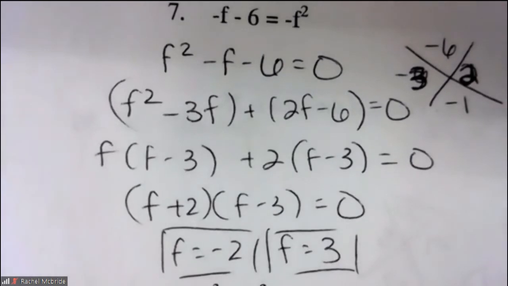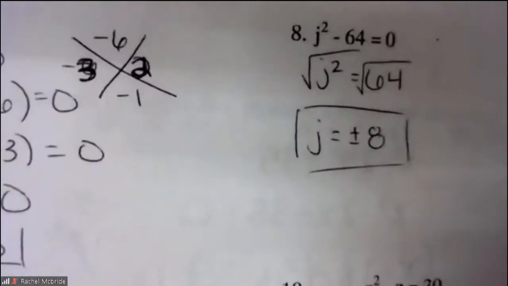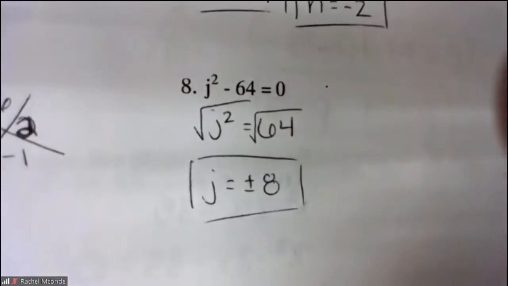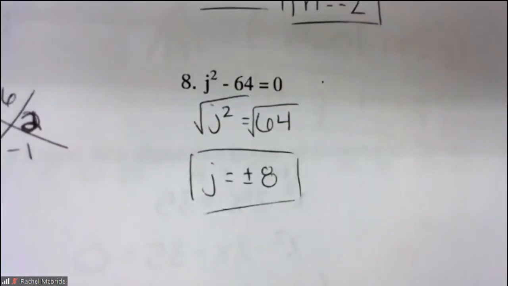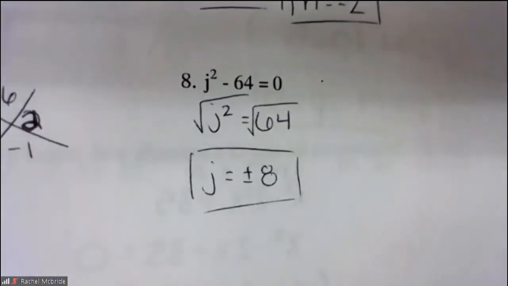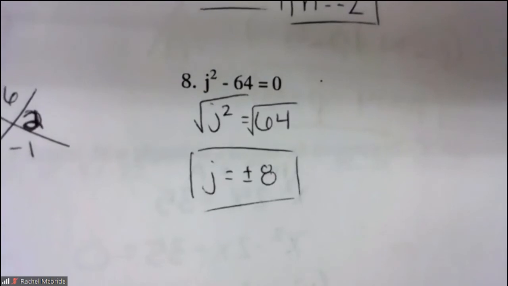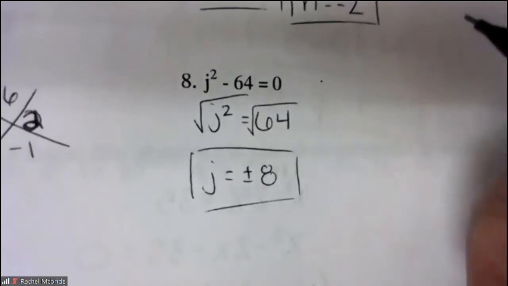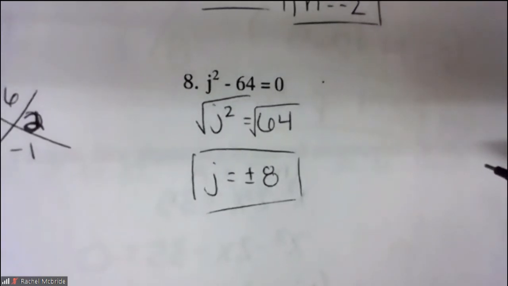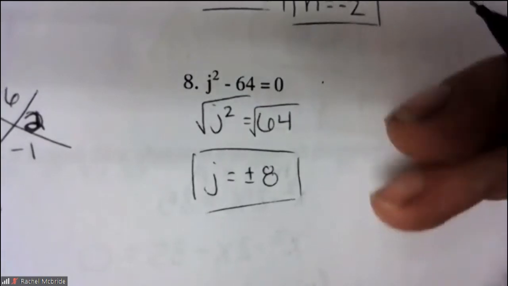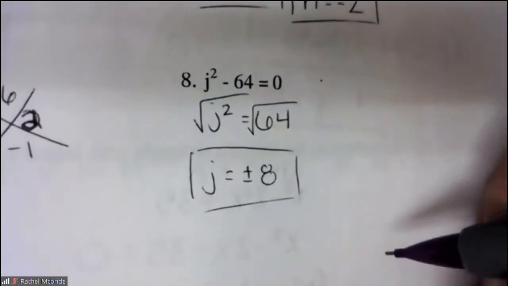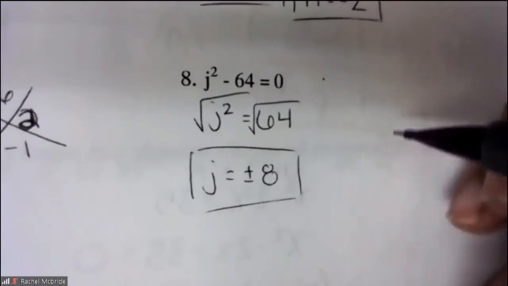Okay, I like the negative 8. Now, number 8 is one of our special square root ones. So you'd move that 64 over, square root both sides. 64 is a perfect square. So it's positive and negative 8. Oh, I thought you said 4. I'm so sorry. All right, Nick, you're once again perfectly perfect.